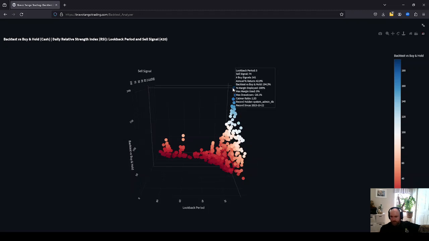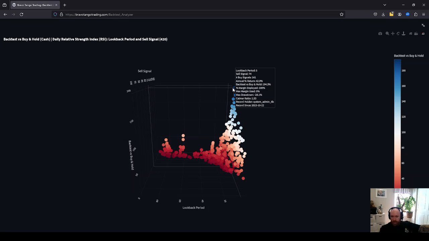As you're in here, you can hover over and you'll see at a high level what's going on. The look back period was only 5, so you're looking back 5 days. Sell signal was 74, not super aggressive. Over the period of this backtest, we're only logging tests that have a 30-year time frame. Over those 30 years, we had 141 signals. Annual return 42%. Backtest versus buy and hold, so we outperformed buy and hold by nearly 200%. All of these are just cash, so we're not deploying any margin. And you can see the max drawdown is only 28%.